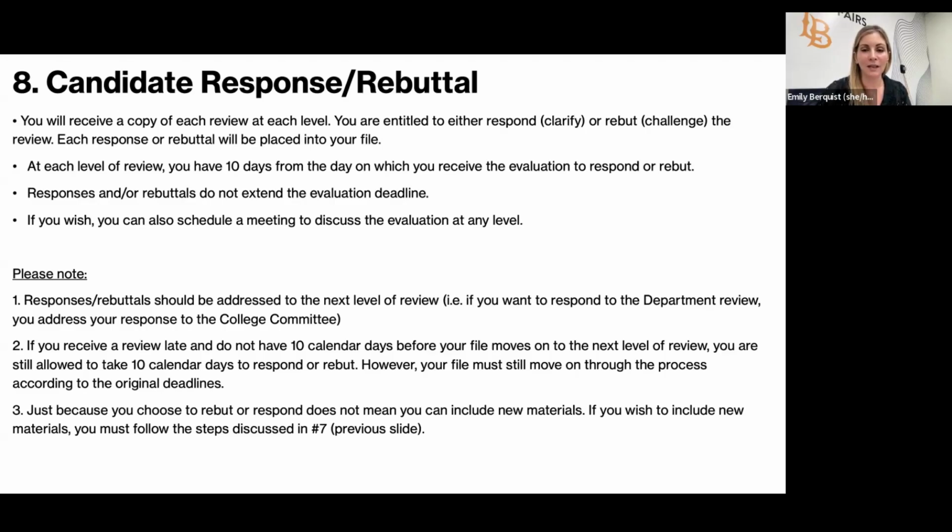If you receive a review late and do not have 10 calendar days before your file moves on to the next level of review, you still can take those 10 calendar days to respond or rebut. It's just important to know that your file is still moving on through the process following the original deadlines. And just because you choose to respond or rebut does not mean that you can include new materials. If you wish to include new materials, you must follow the steps discussed in number 7, our previous slide.